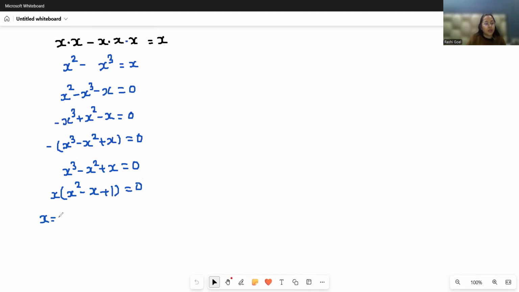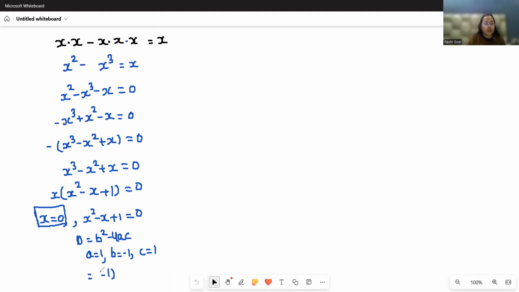So first, x equals 0. Then x square minus x plus 1 equals 0. Now let's solve this. First I'm going to solve this quadratic equation by checking its discriminant. That is D equals b square minus 4ac, where a is the coefficient of x square, b is the coefficient of x, and c is the constant.